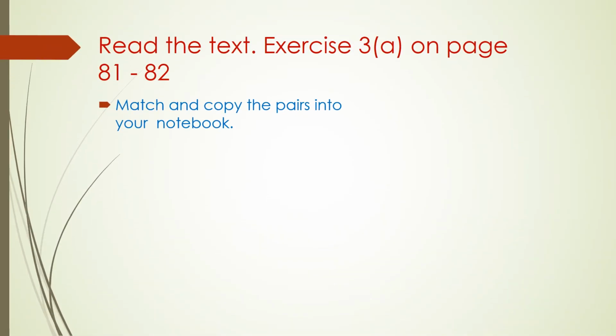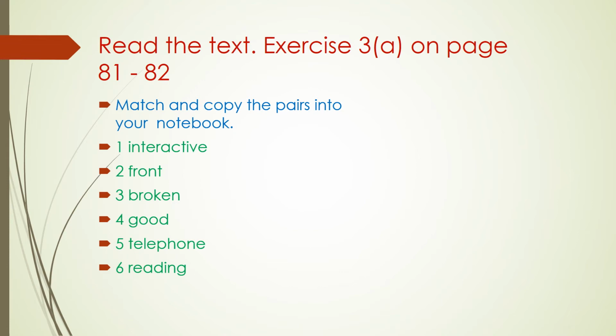Now, open your books on page 81, exercise 3A. Read the text and try to understand it. Now look through the text again and match and copy the pairs in your notebook. The left column: interactive, front, broken, good, telephone, reading. The right column: chairs, whiteboards, calls, gate, list, marks.